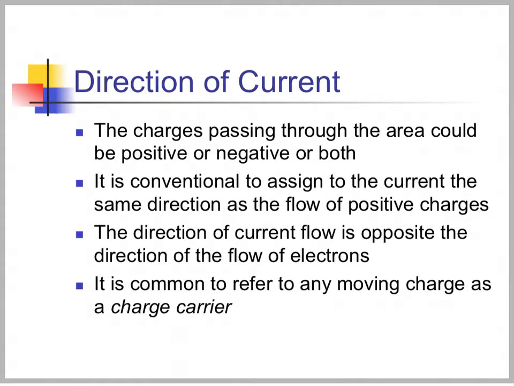Now the charges passing through the area could be either positive or negative, or perhaps even both. Conventionally, we assign the current to the same direction as the flow of positive charges. The direction of current is opposite the direction of the flow of electrons then. And we're going to refer to any moving charge as a charge carrier.